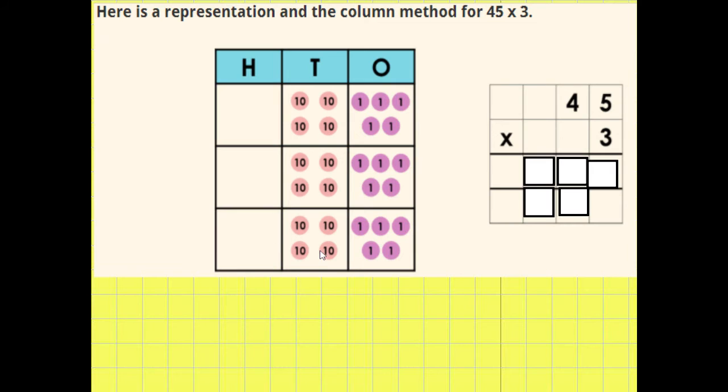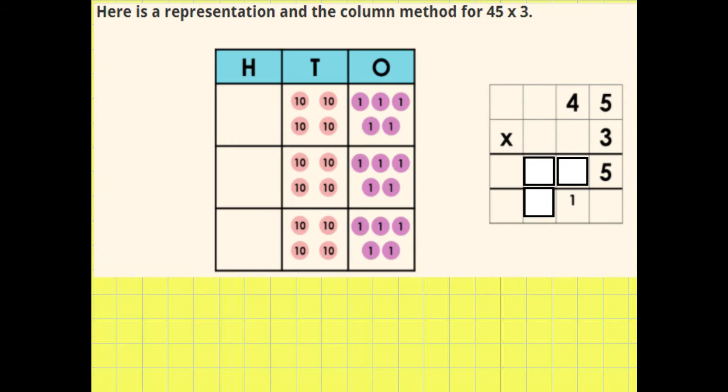Okay, so we have 3 groups of 45. So we're going to do 5 times 3 to start with, which gets us 15. So I'm going to put the 5 ones in the ones column and the 1 ten in the tens column. And then I'm going to do 3 times 4.